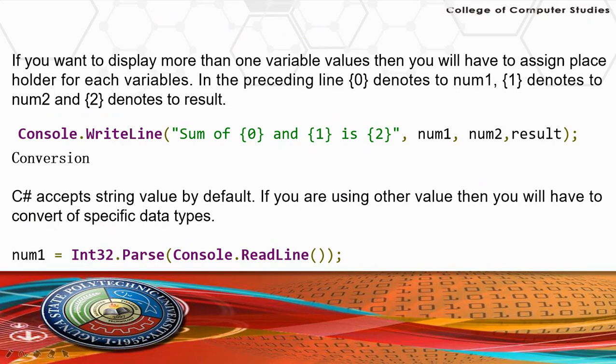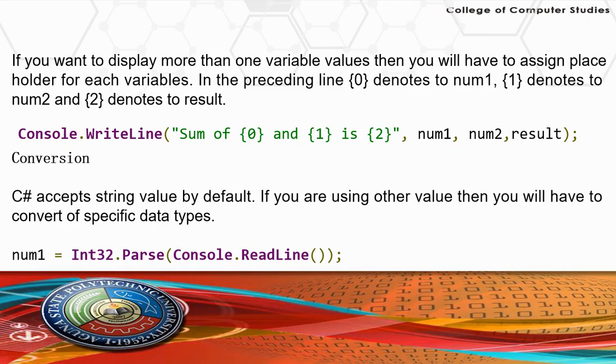now let's move on with conversion. There are times that we need to convert one type to another type, and this is called typecasting. Okay, conversion or converting one type to another type. So C# accepts string value by default. So when you use Console.ReadLine, automatically it is considered as string data type.